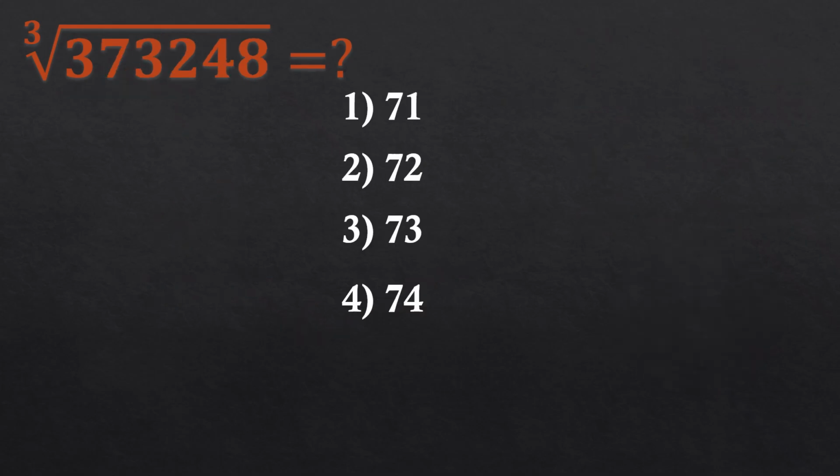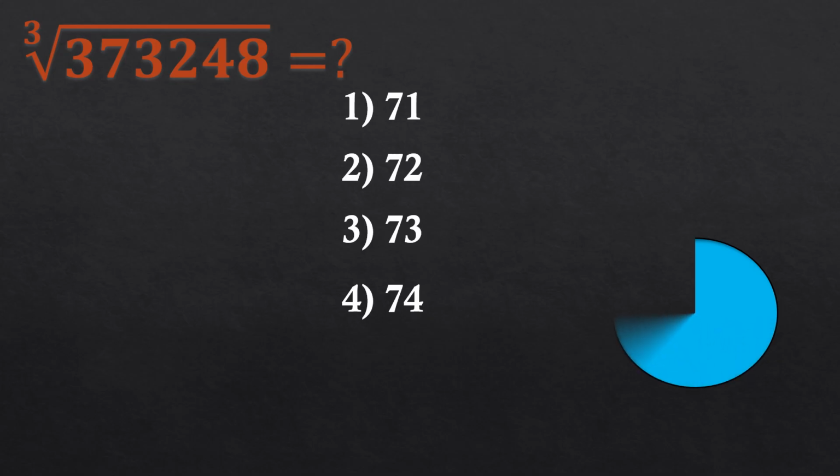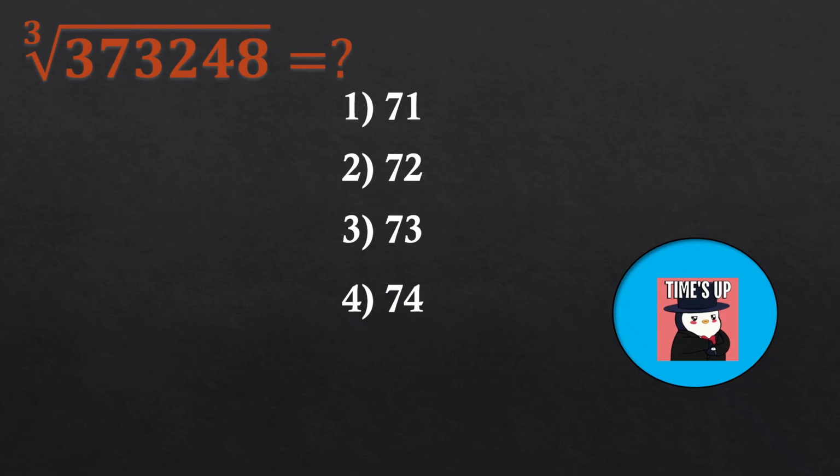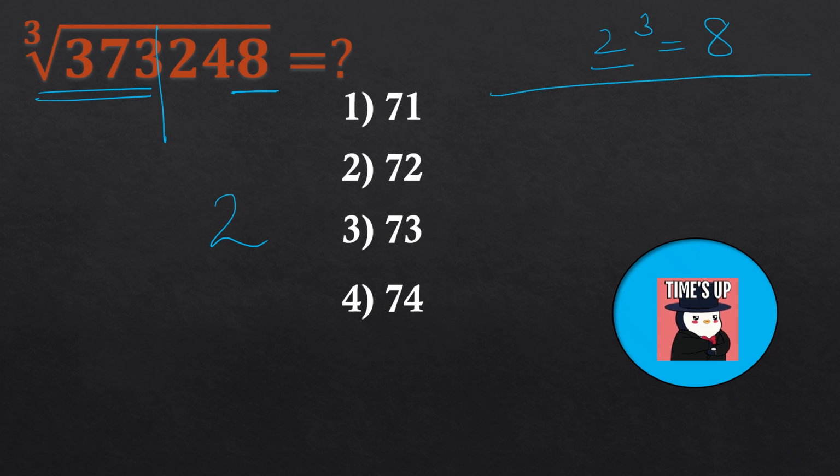Next one on your screen and your timer starts now. Time up, students. So here the last digit is what? Last digit is 8, correct? So 2 cube is 8. So 2 will be the last number here. Then cube root of 373 lies between which cubes?